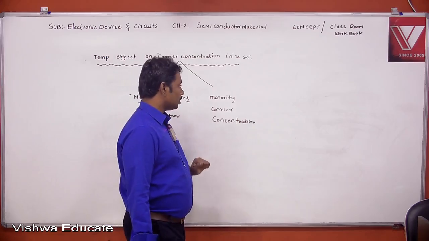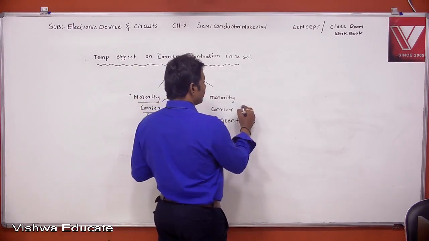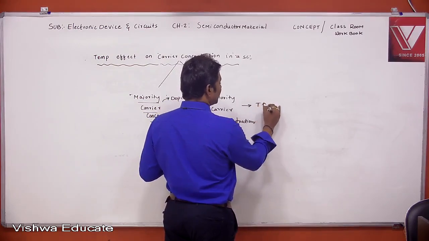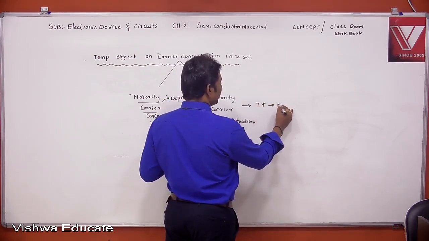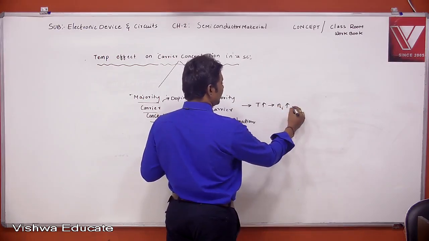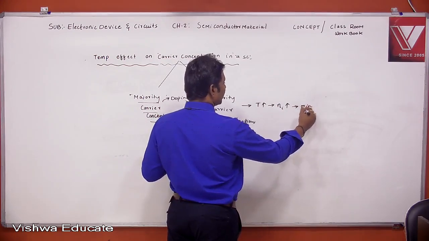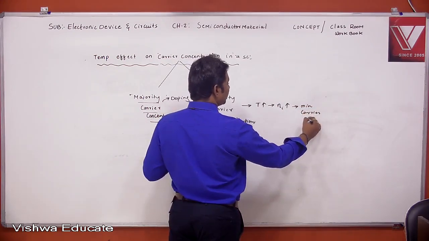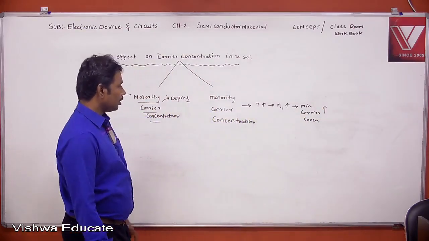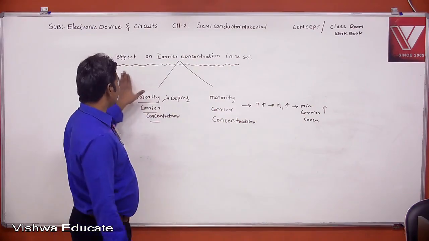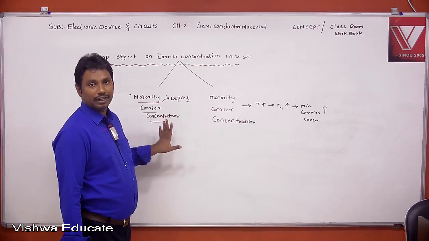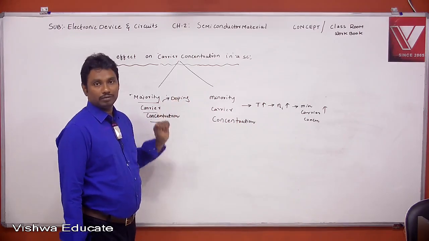Coming to minority carrier concentration, how is it affected due to temperature? See here, as temperature increases, what happens? Band to band transition takes place, then intrinsic concentration is increased. If intrinsic concentration increases, what about the minority carrier concentration? The minority carrier concentration increases. Here the minority carrier concentration depends on temperature, but the majority carrier concentration is almost independent of the temperature. It depends only on doping, right?